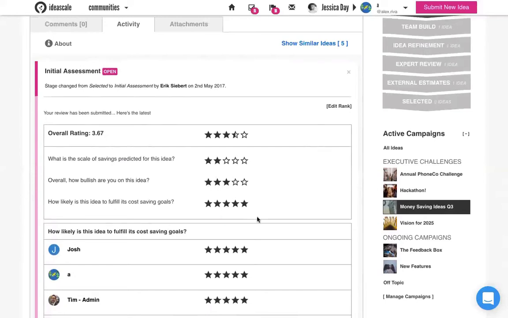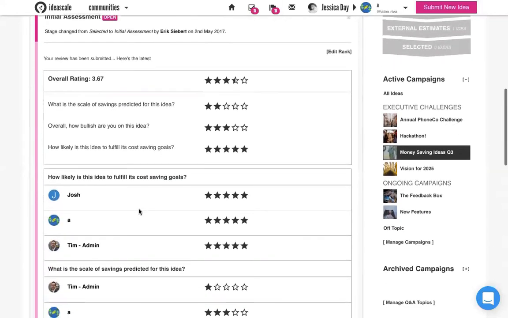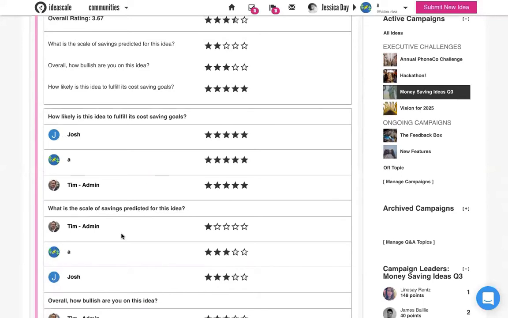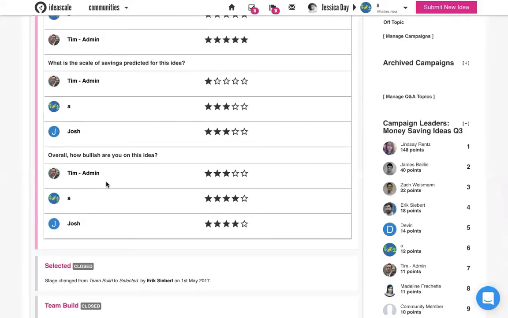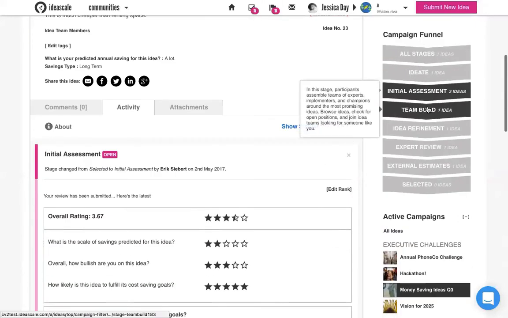So in some ways, you can see how these questions basically align to that innovation Venn diagram that we were looking at of feasibility, viability, and desirability. But in this case, they're only asking a panel of experts to provide their ratings against this criteria. And here you can see, or hide, depending on your community settings, each individual's rating of the idea against those different criteria. So let's look at the team build stage as well.